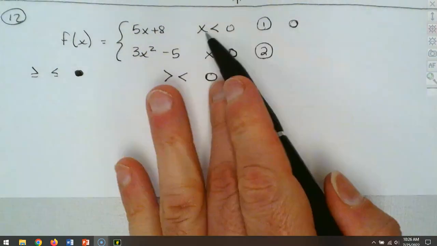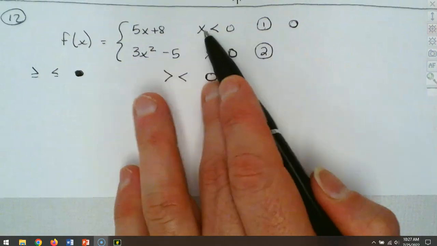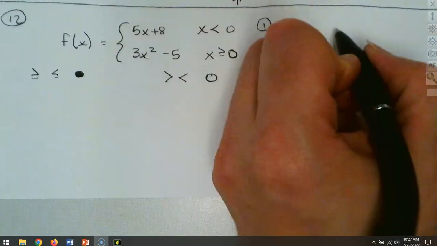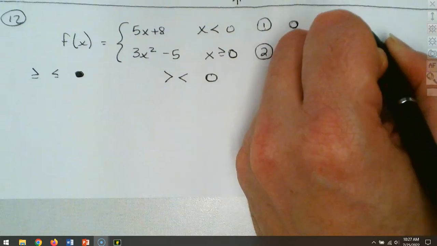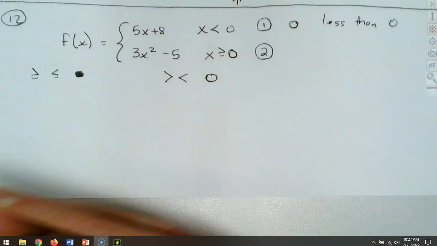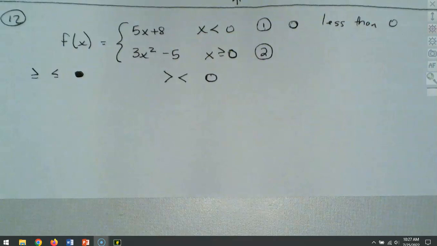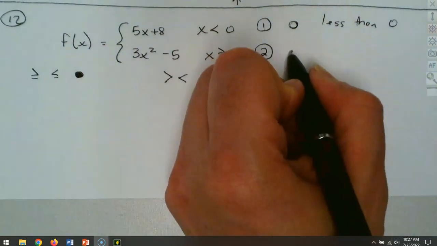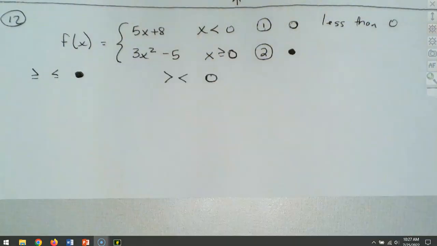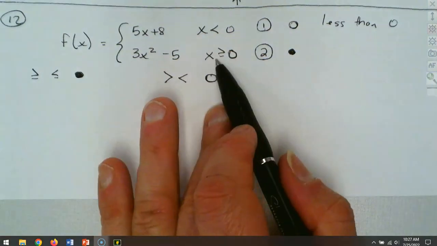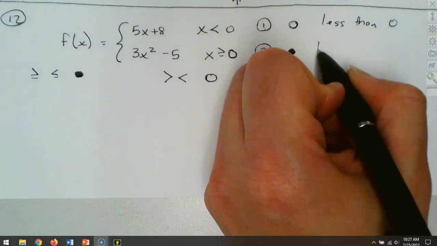And what are my conditions here? First one says x is less than 0. So we're going to be looking for numbers that are less than 0. What about the other one? It gets a closed circle when we go to graph it, and it says numbers that are larger than 0.